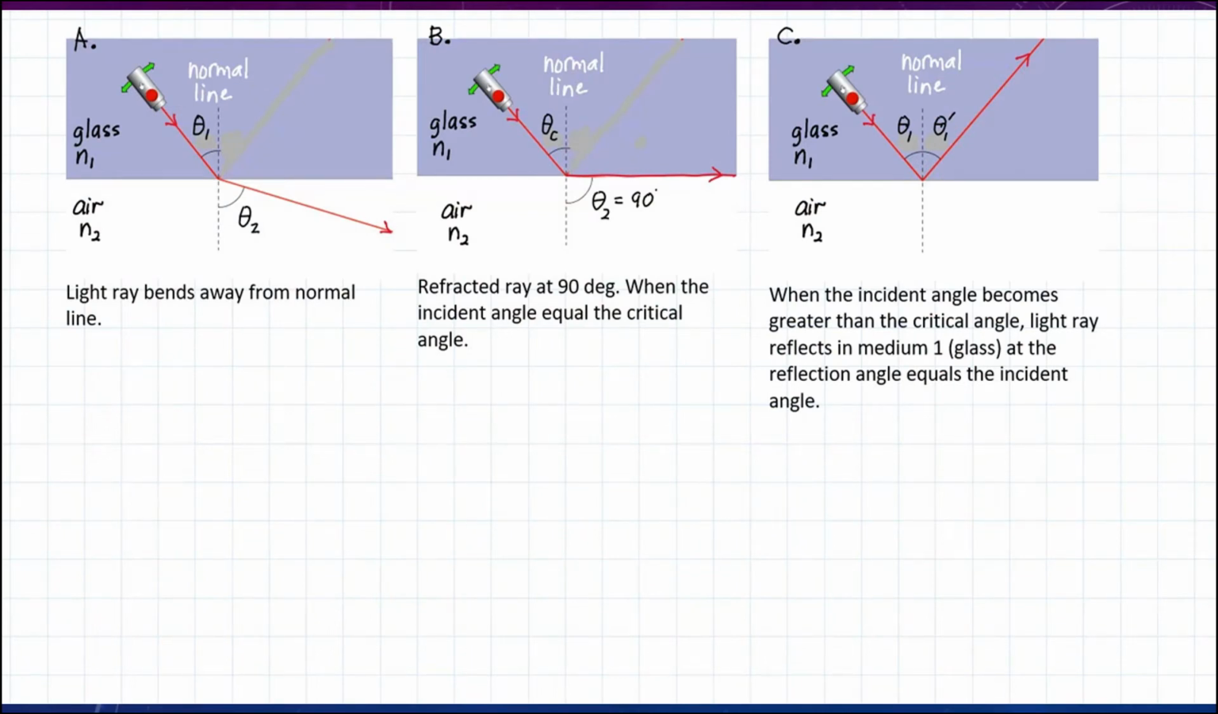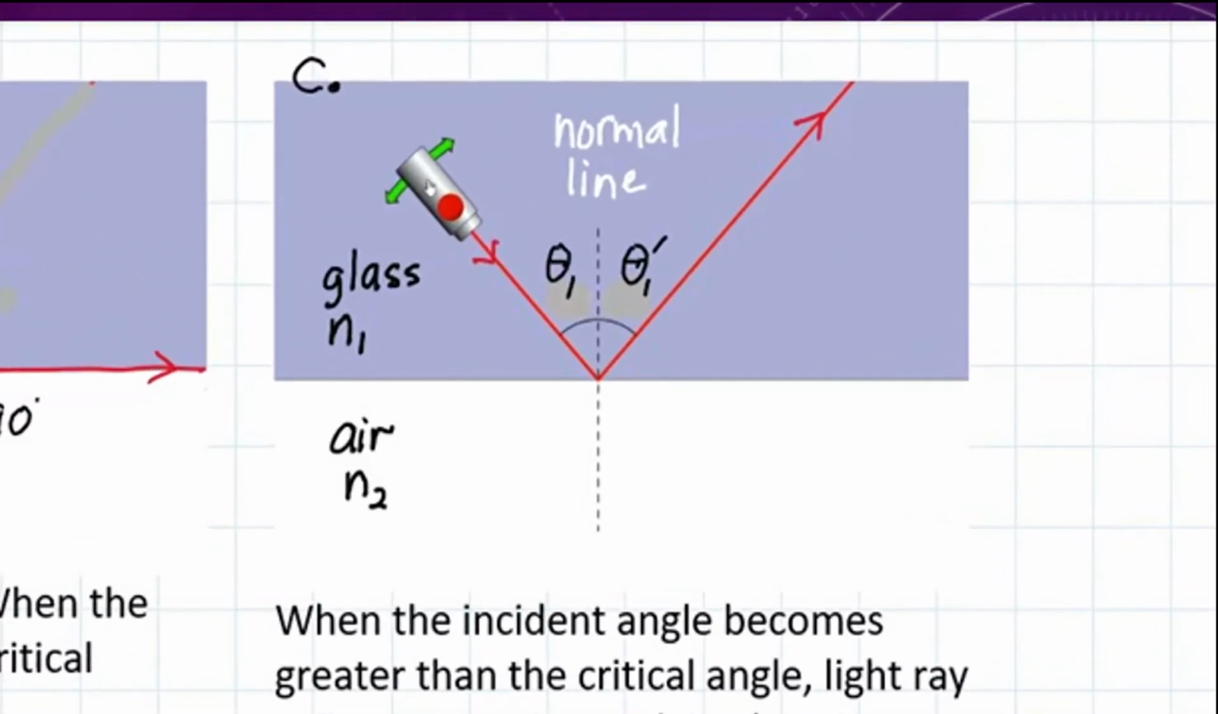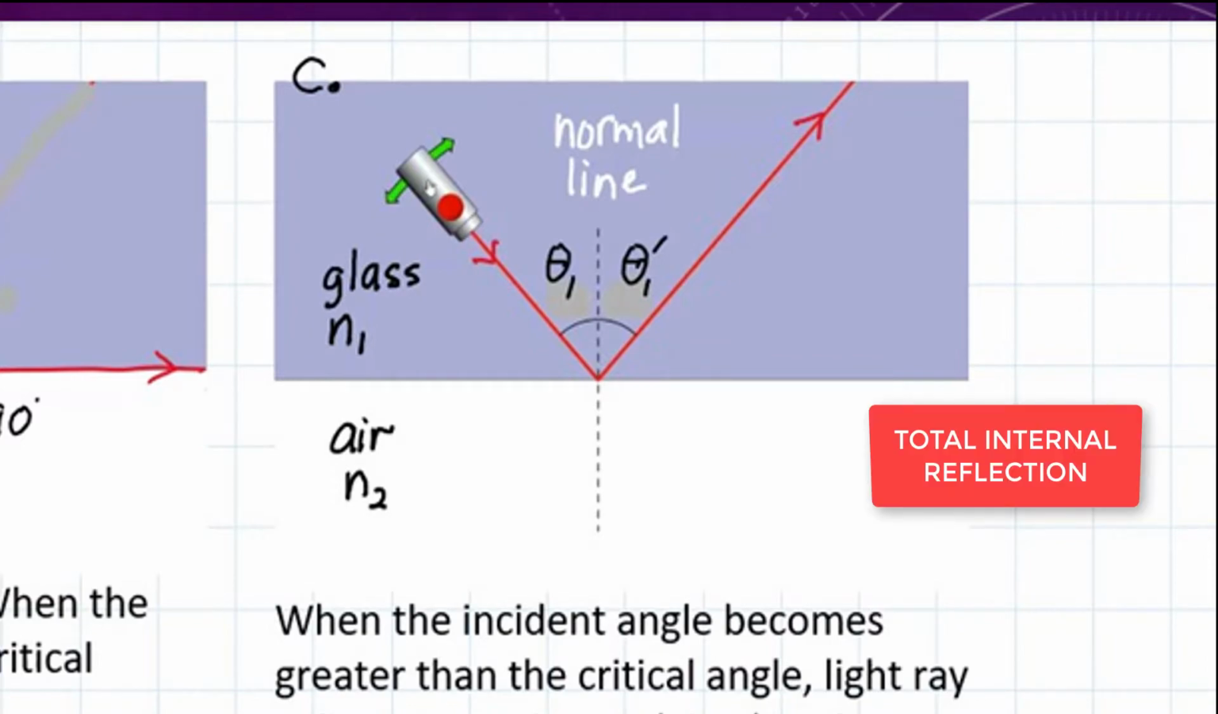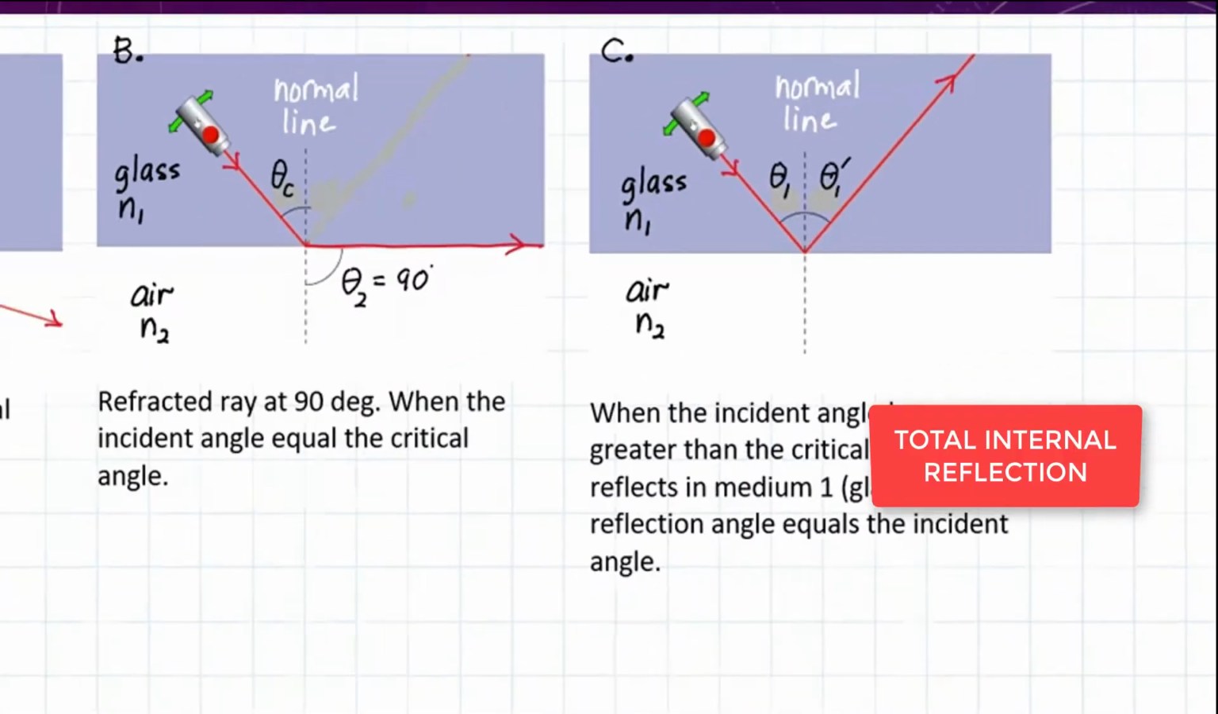Let's analyze this properly and see if there is a relationship or rule that we can derive from this phenomenon. If you have noticed in the simulation, there is a special angle by which, when the incident angle exceeds this special angle, the light ray will no longer propagate and refract in the second medium. Instead, total internal reflection occurs. Let's analyze.